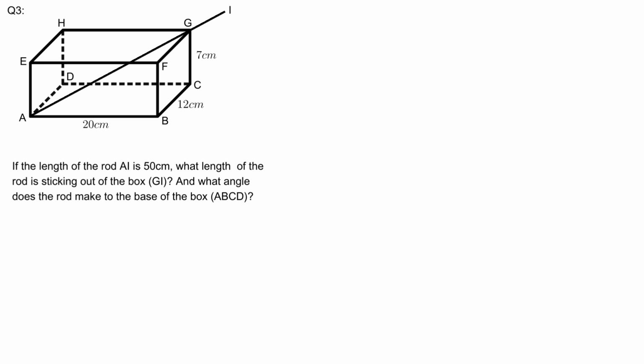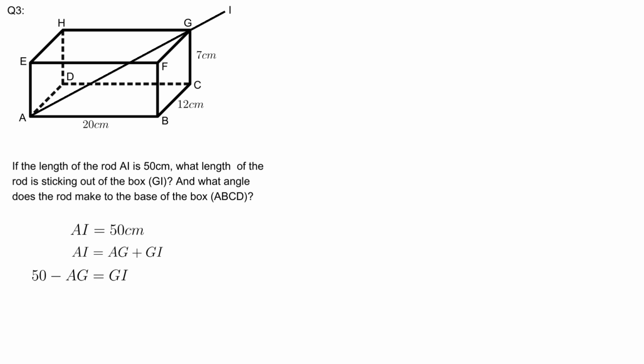It is given that the length of the rod AI is 50 centimeters, so we can say that the total length of the rod can also be expressed as AG plus GI. When we plug the value of AI in, which is 50, and subtract AG from both sides, we get GI equals 50 minus AG. Now we know that we need to find the length of AG.